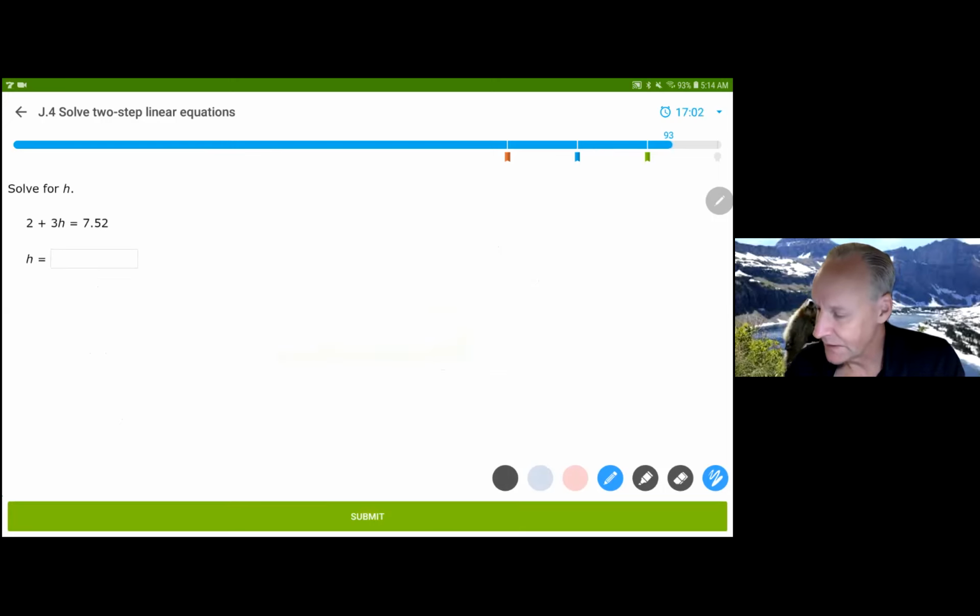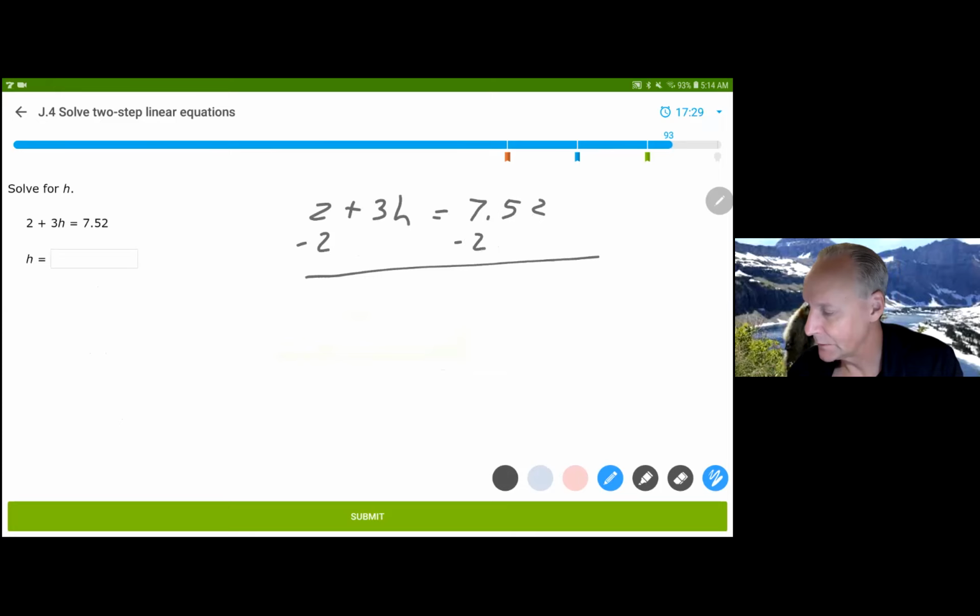This one we're going to subtract 2 and divide by 3. That looks like we're going to get, it's going to be a little hard to do in my head. So I'm going to go ahead and write it out. 2 plus 3h. Again, we could switch these two. We're going to subtract the 2. Notice the decimal isn't showing, but it's still there.